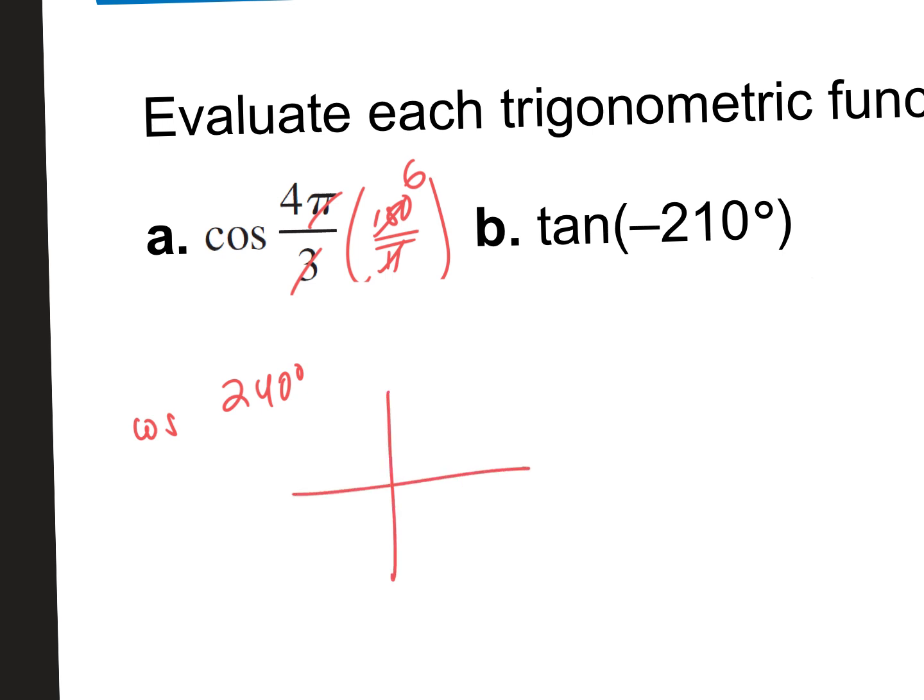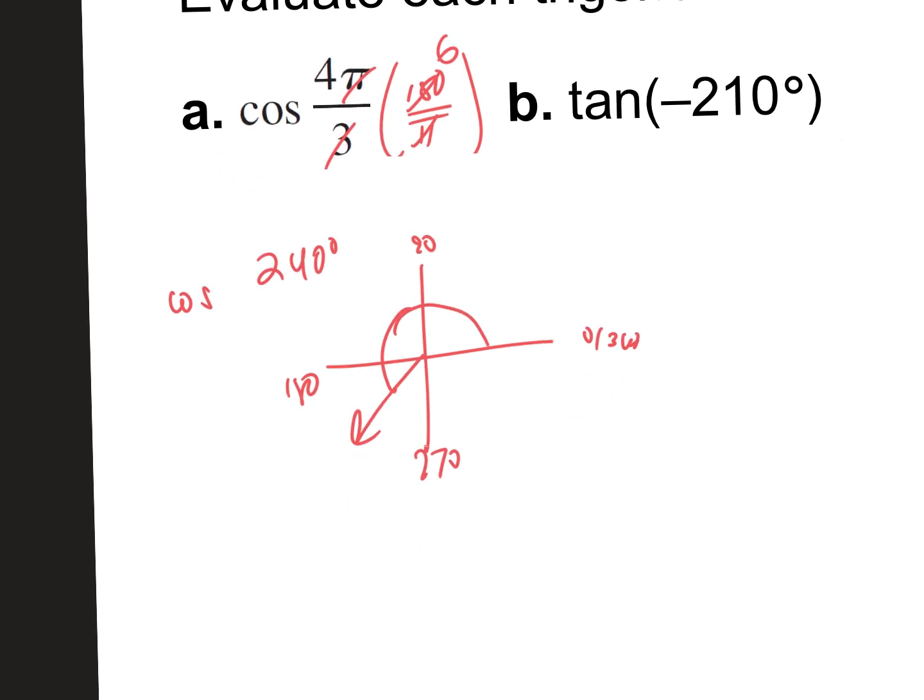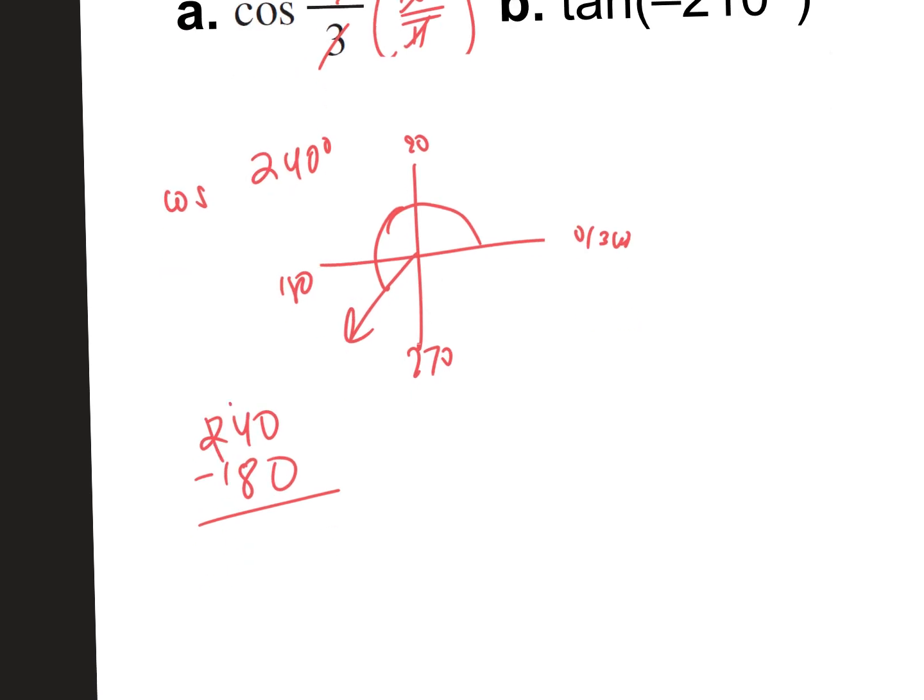Well, where is 240? This is 0, 360, 90, 180, 270. So 240 degrees is over here in quadrant 3. So I'm going to find the reference angle that is associated with 240. Since I'm in quadrant 3, it's 240 minus 180, and I get 60 degrees. So 60 degrees is the reference angle that is formed right here.